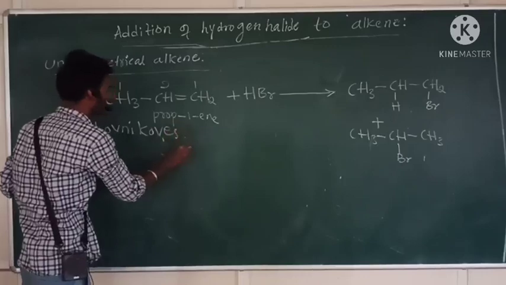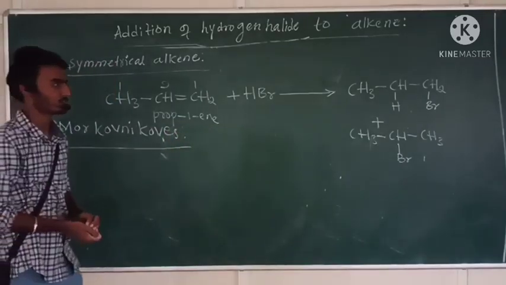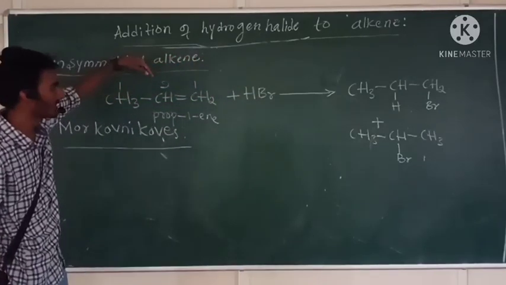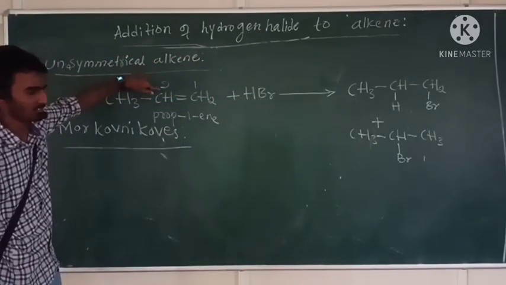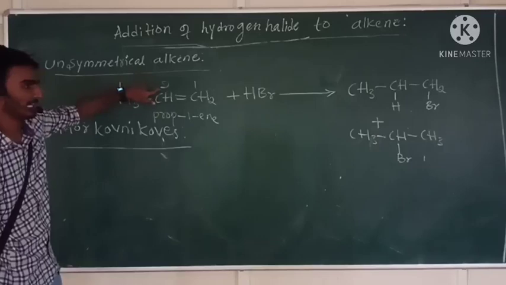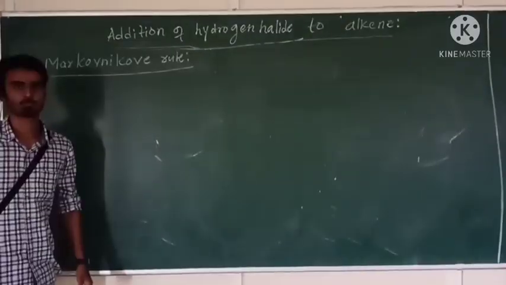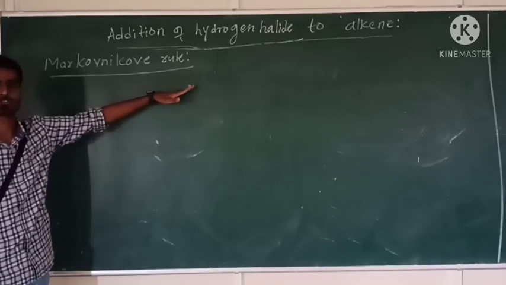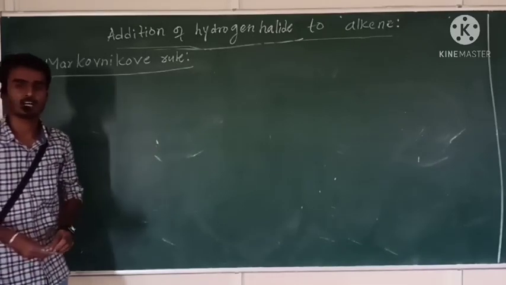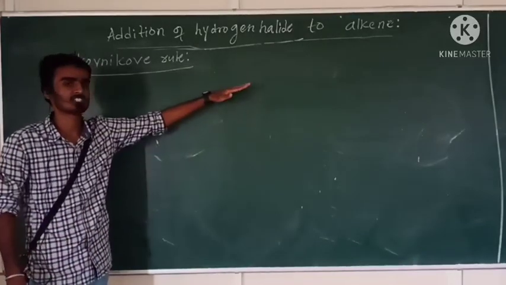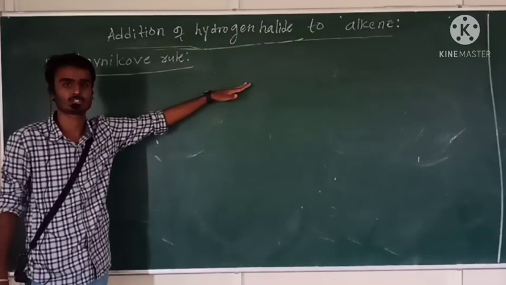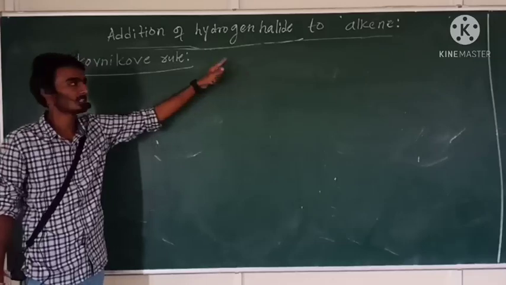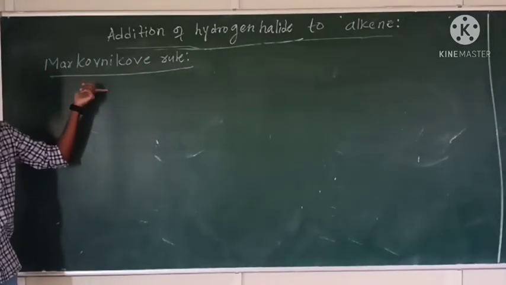So in this Markovnikov addition, the negative part is attached to the carbon giving the more stable carbocation. So what is Markovnikov addition? The negative part is attached to the carbon which contains a lesser number of hydrogens. That is what is explained by the Markovnikov rule.